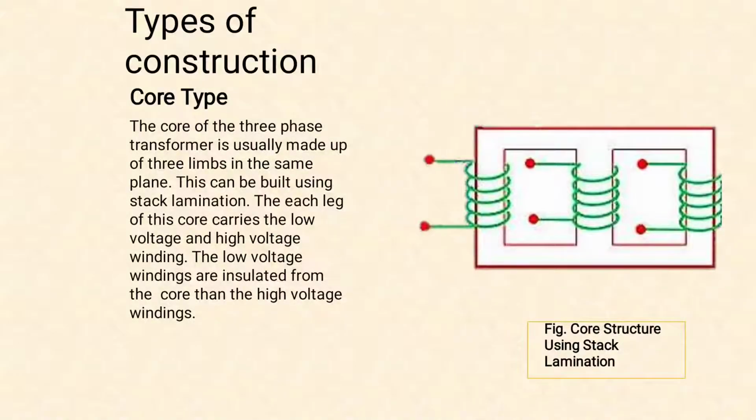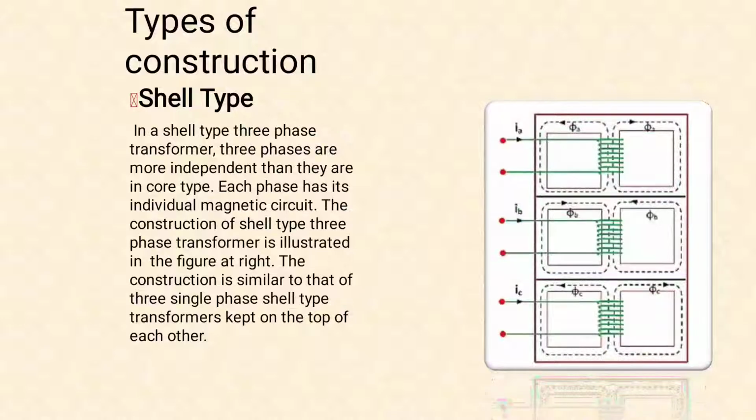Then the types of construction: core type. The core of the three-phase transformer is usually made up of three limbs in the same plane. This can be built using stacked lamination. Each leg of this core carries the low voltage and high voltage winding. The low voltage windings are insulated from the core, then the high voltage winding. The figure shows the core type three-phase transformer.